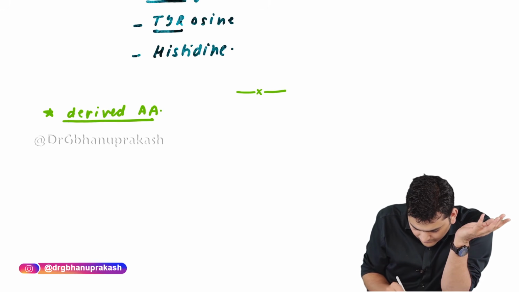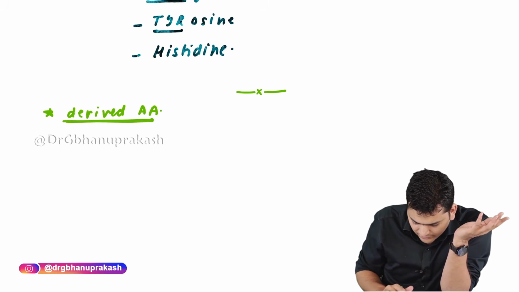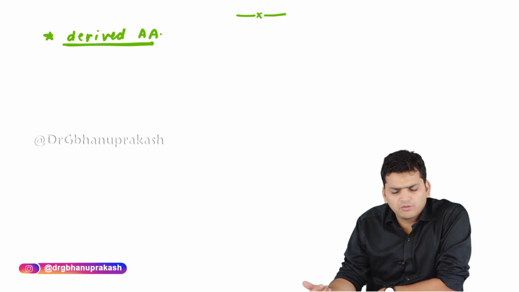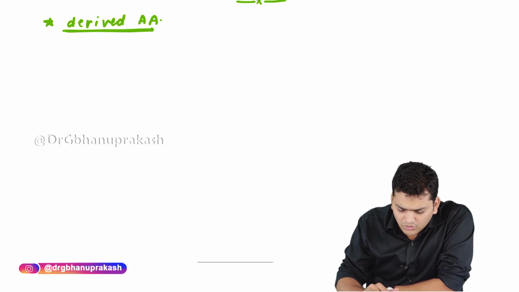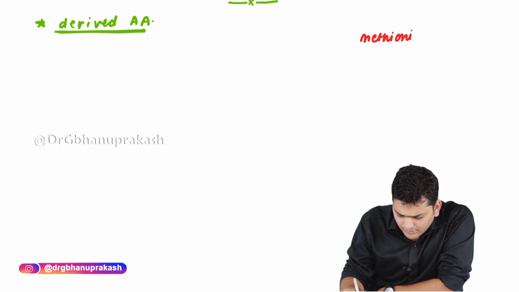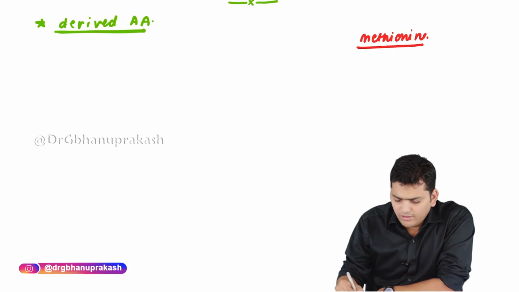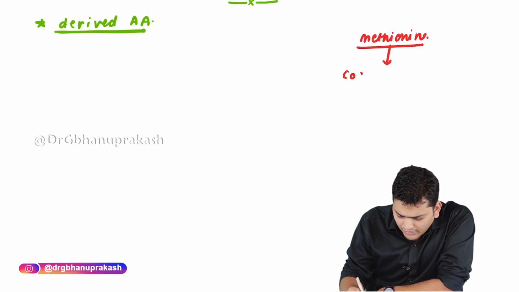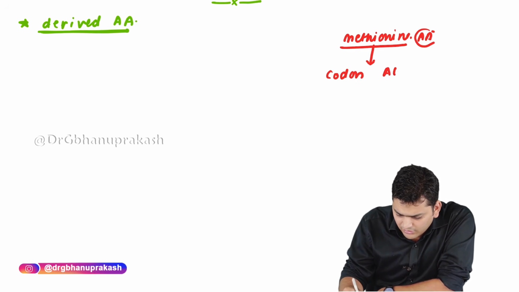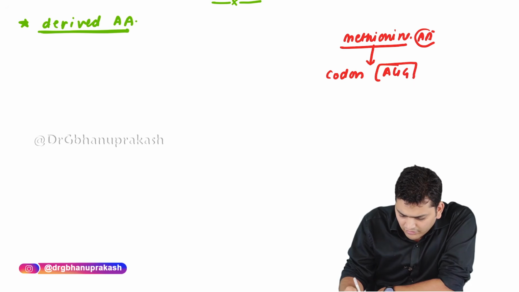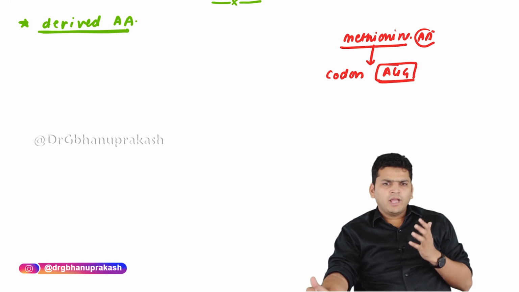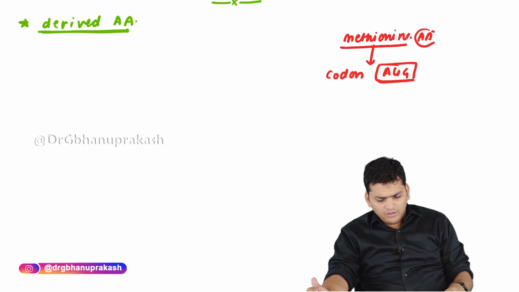Derived amino acid. Let's understand what is the meaning of derived amino acid. To understand the definition, I will use a simple concept. Most of the amino acids, say for example methionine. Methionine is an amino acid. It is represented by a codon. Every amino acid will be represented by a codon. The codon for methionine is AUG. We will discuss that in detail when we discuss the genetic code. But for now, every amino acid is represented by a codon, and for methionine the codon is AUG.